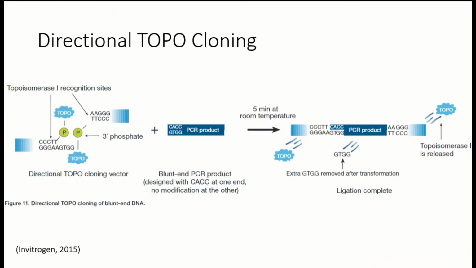The second variation is the directional TOPO cloning that enables cloning of blunt-ended PCR products directly into an expression vector in a single orientation. In this case, the vector has a sole GTGG overhang which invades the double-stranded DNA of the PCR product and anneals to the CACC sequence placed on the primer for the PCR product, being then specific for just one side of the vector and directing the PCR product site of ligation to it.